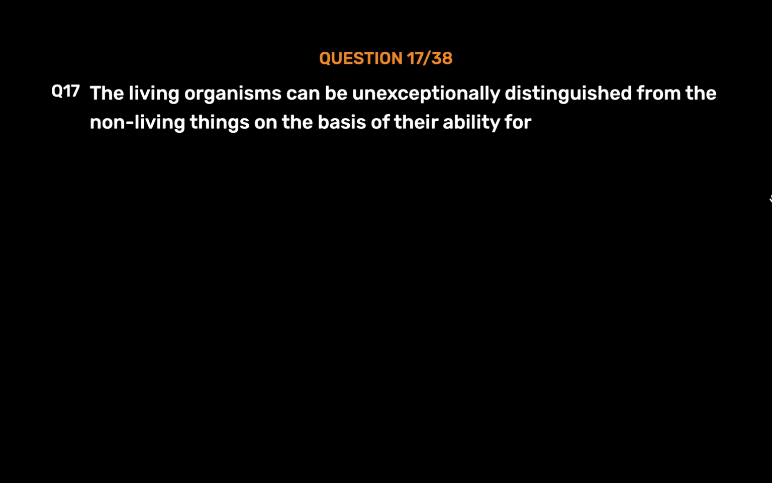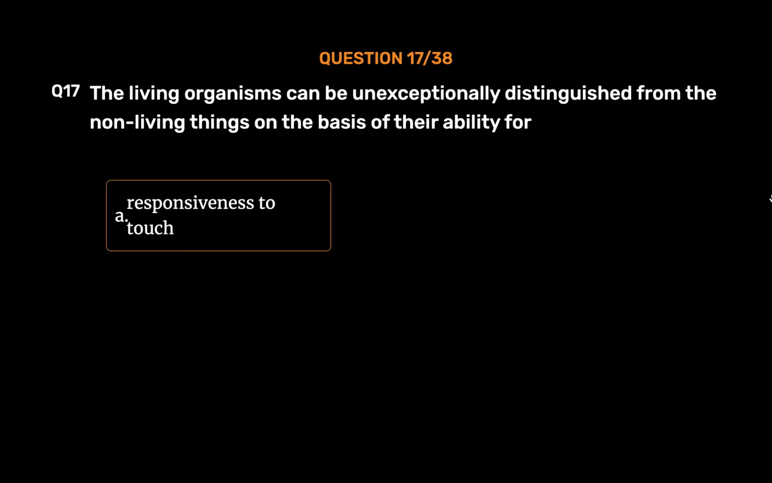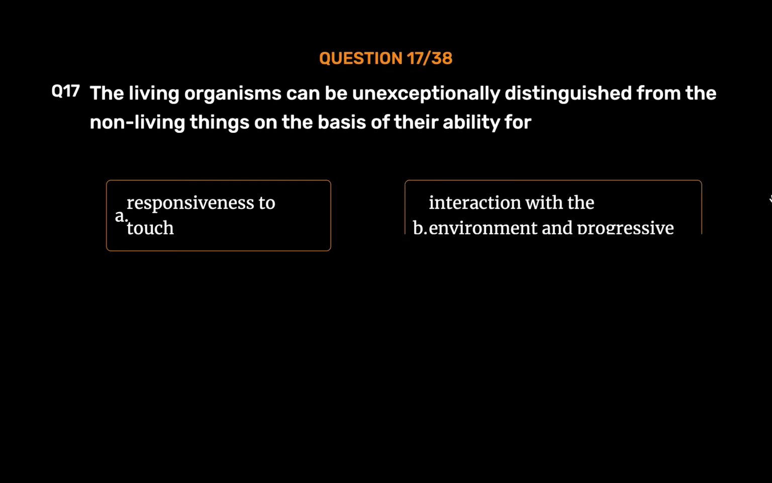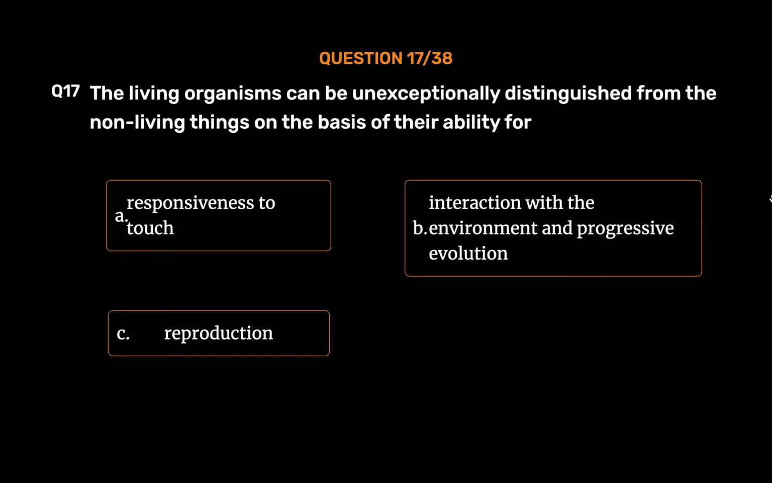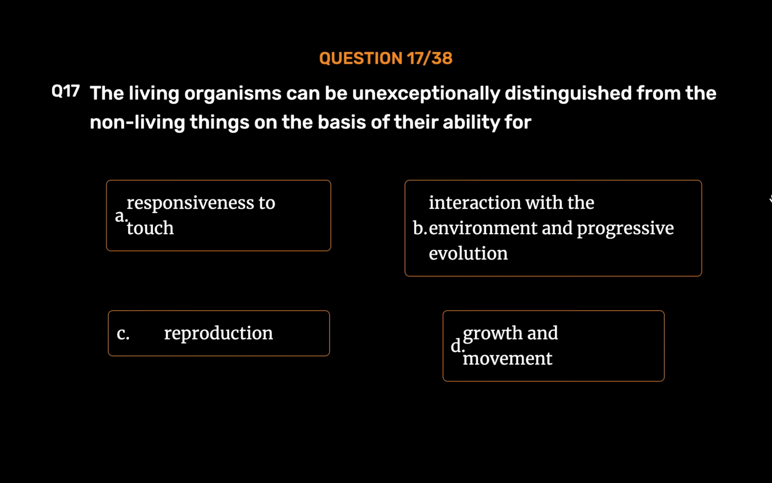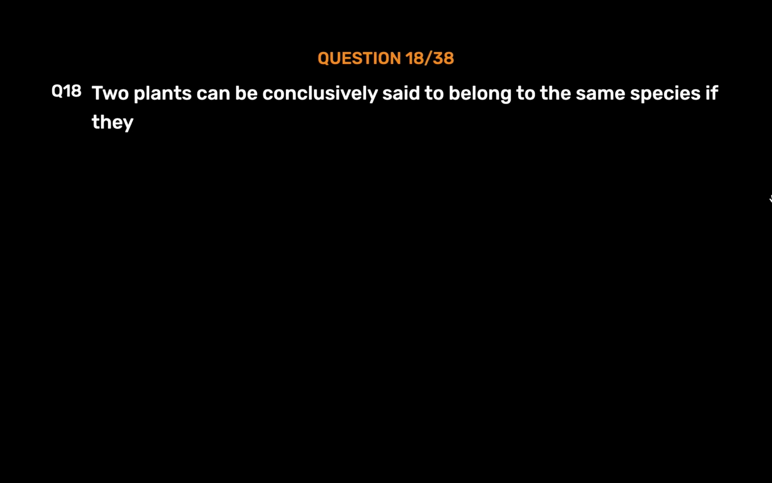Question number 17. The living organisms can be unexceptionally distinguished from the non-living things on the basis of their ability for Option A. Responsiveness to touch. Option B. Interaction with the environment and progressive evolution. Option C. Reproduction. Option D. Growth and movement. The correct answer is Option A. Responsiveness to touch.